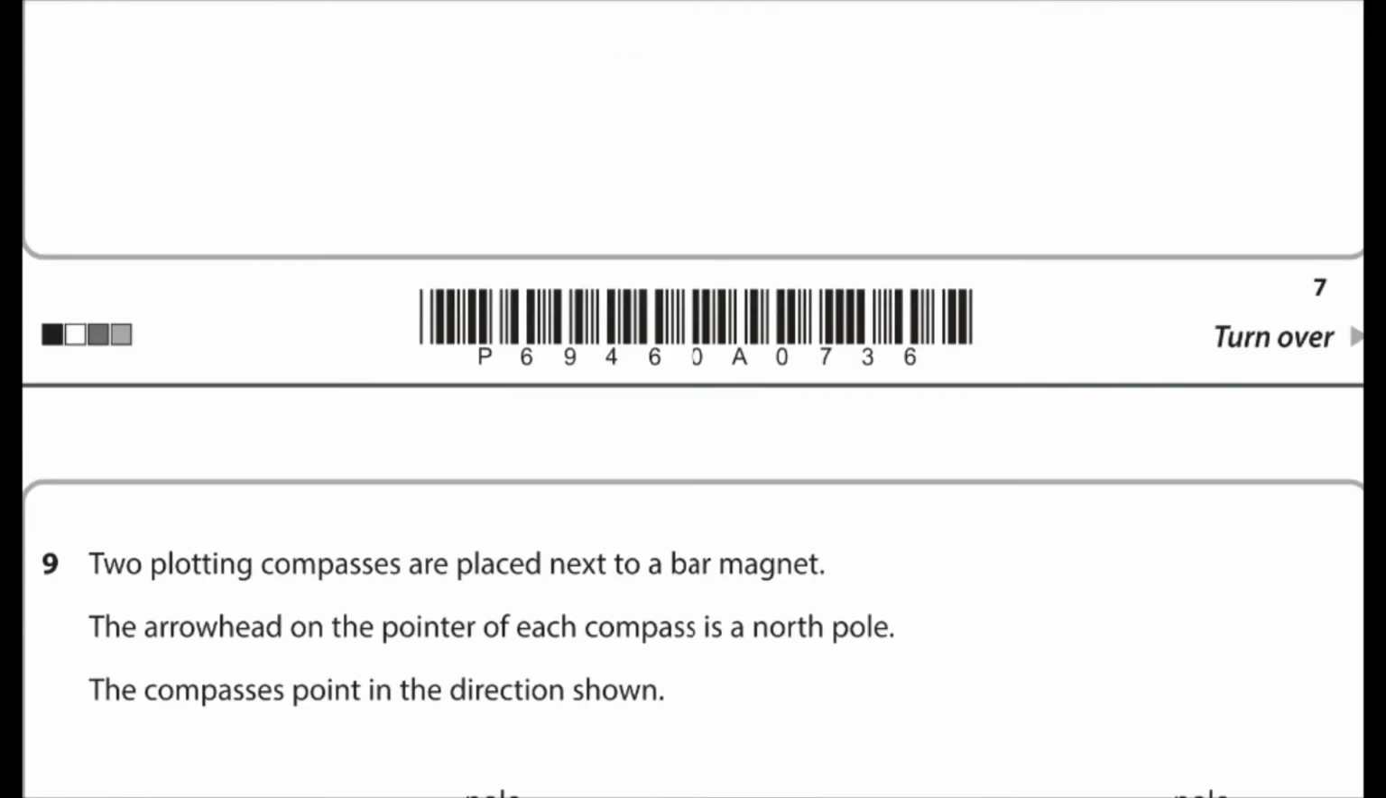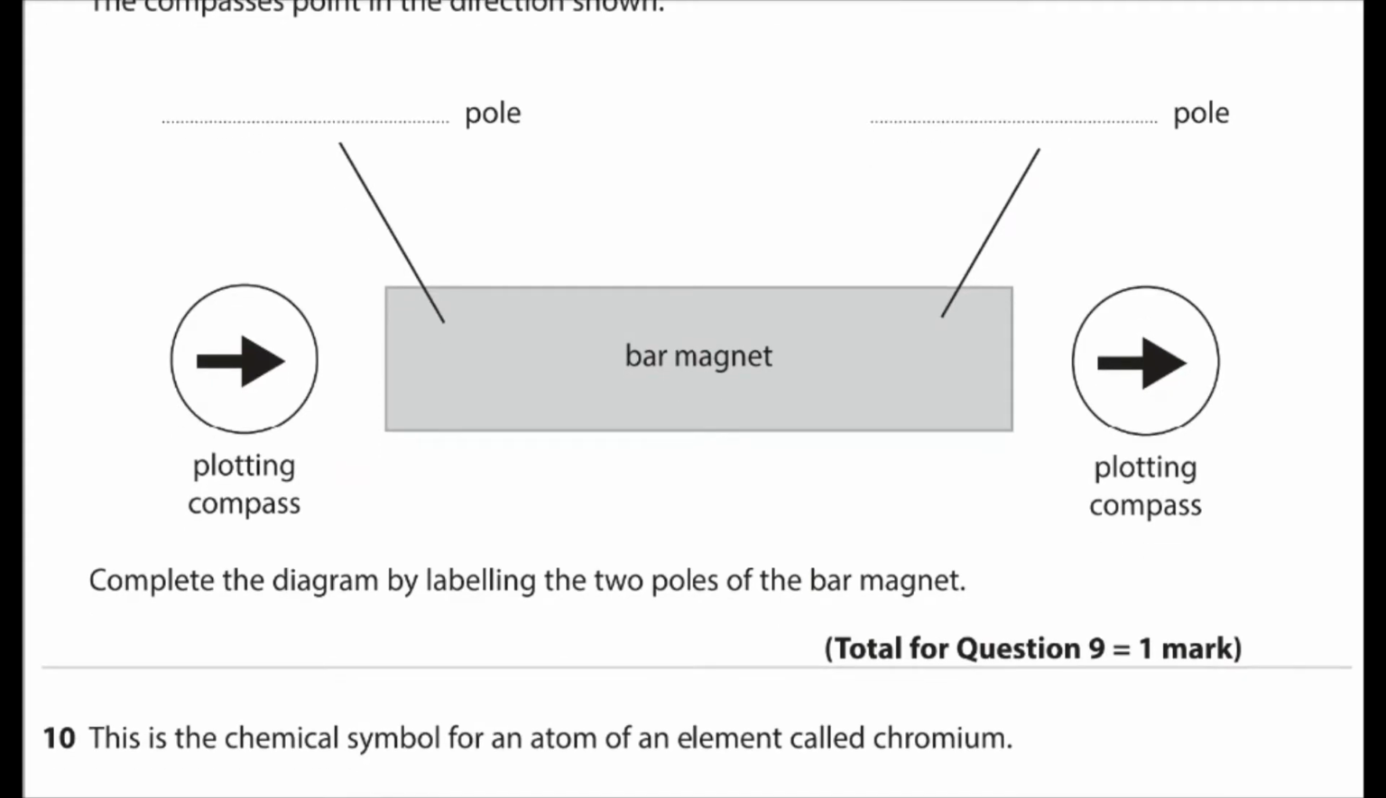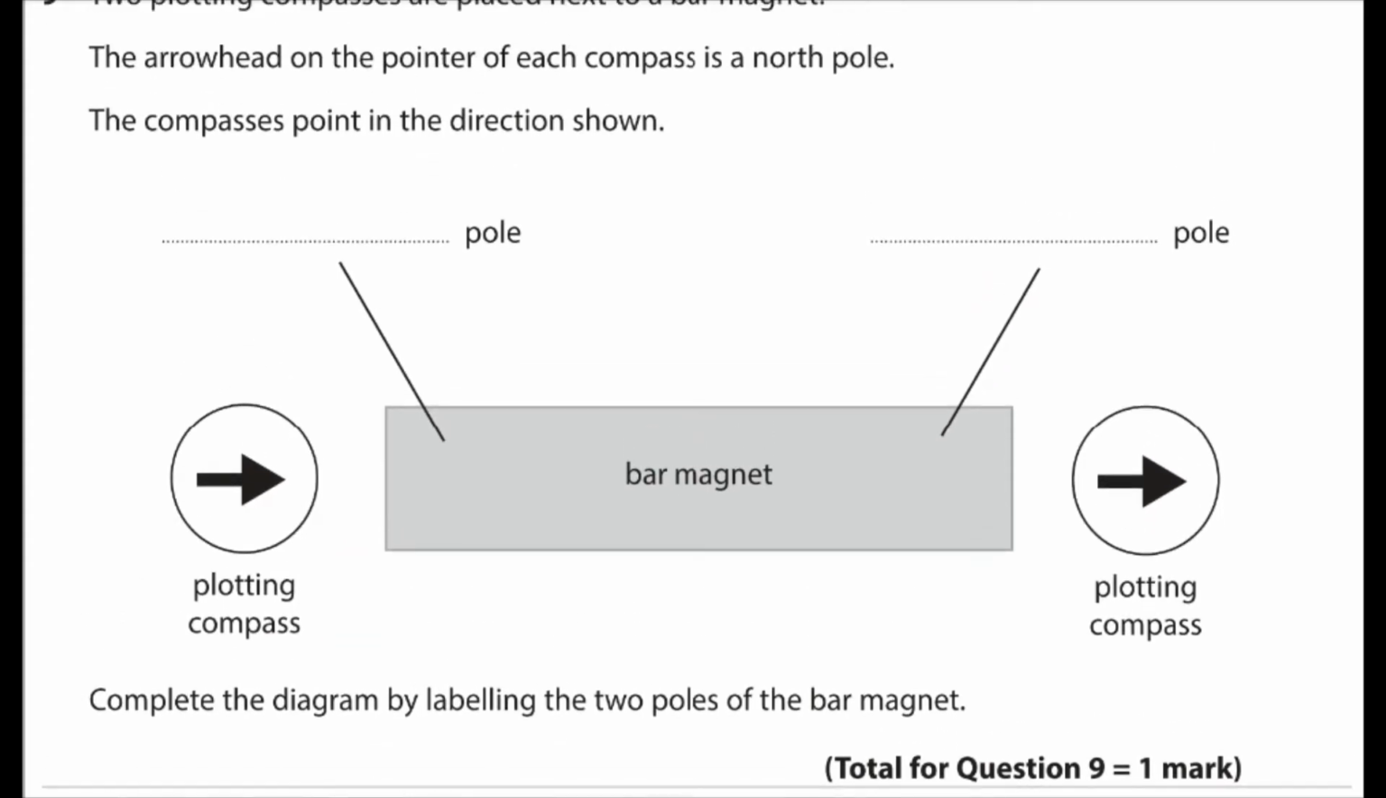Next question. Two plotting compasses are placed next to a bar magnet. The arrowheads on the pointer of each compass are the north pole. The compass points in the direction shown. They are asking us to complete the diagram. So you can see that the compass is pointing towards this bar magnet, so that has to be the south pole. We know that the arrows go into the south pole and arrows go out from the north pole.